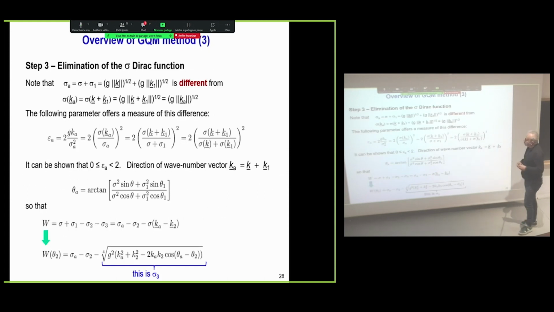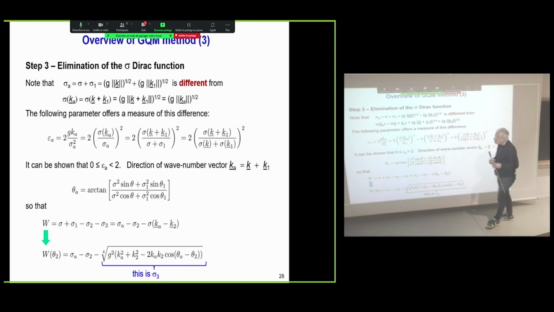So now the next step is to remove the Dirac function on sigma. For that, I first introduce the ratio of the sigma for the wave number Ka. Ka, I remind you, is K plus K1. The corresponding frequency is denoted sigma of Ka, and I build the ratio of this over sigma A, which is the sum of sigma and sigma 1.